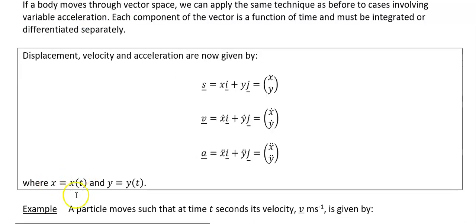So if x is a function of t and y is a function of t, then you could write your displacement as s equals x(t) i plus y(t) j. To get your v, you differentiate your s with respect to t. So you differentiate x with respect to t and y with respect to t to get x dash, y dash, or x dot, y dot, and then differentiate again to get x double dash or x double dot, and y double dash or y double dot.